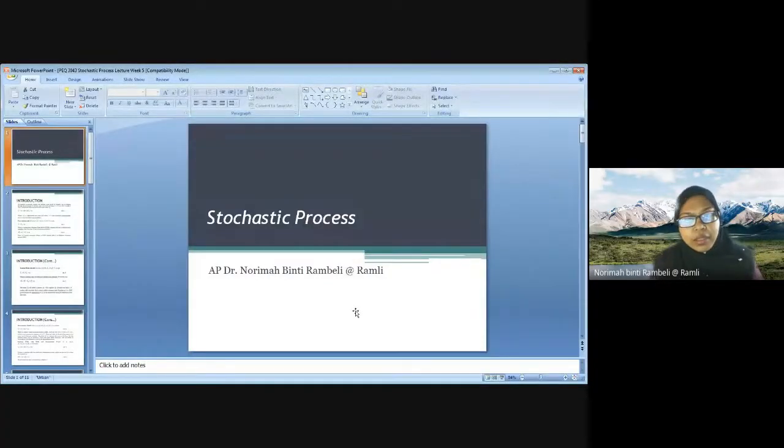Okay, please take note, guys. This is the slide of stochastic process. Why do we have to learn or understand the stochastic process? Because there is a connection between the stochastic process and the unit root test, as well as the correlogram, but it's more related to the unit root test.